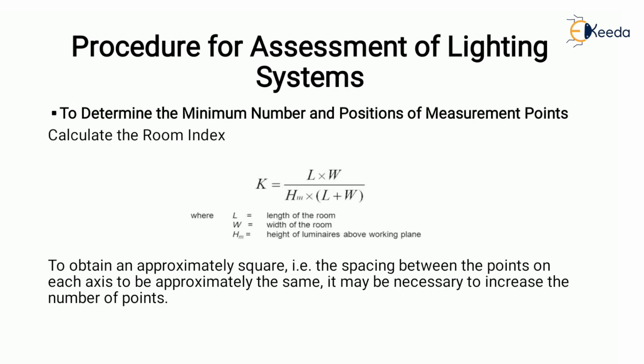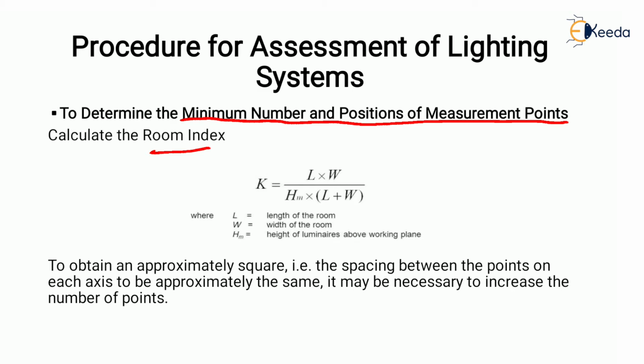So now procedure for assessment of lighting system. So the first is to determine the minimum number and position of measurement point. So first we have to calculate the room index given by K. So K equals L into W divided by HM into (L plus W), where L is the length of the room, W is the width of the room and HM is the height of luminaires above working plane.